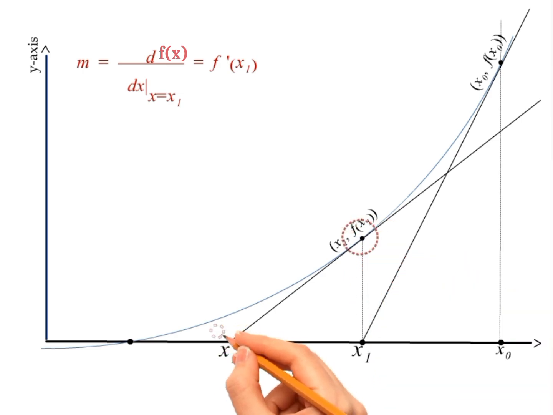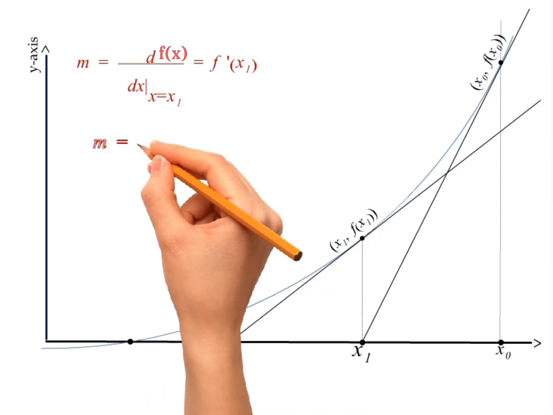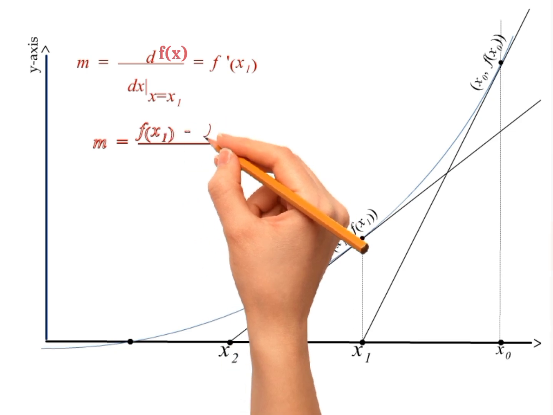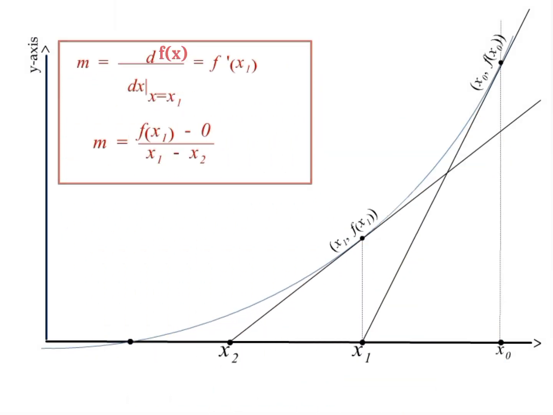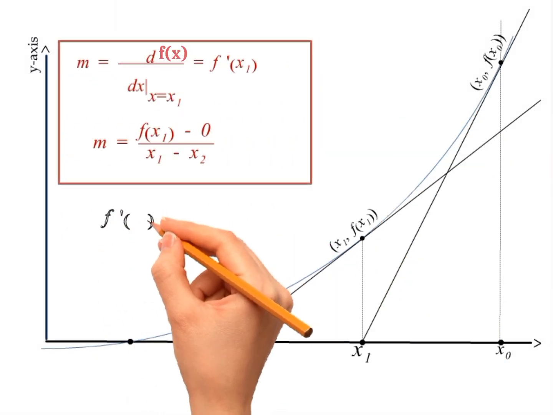We also consider these points on the tangent line. We use them to get the gradient of the line at that point also. This gives f sub 1 minus 0 over x sub 1 minus x sub 2. Since m is already the subject of formula, we equate both.